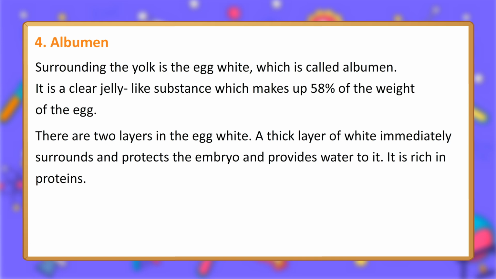There are two layers in the egg white. A thick layer of white immediately surrounds and protects the embryo and provides water to it. It is rich in proteins.